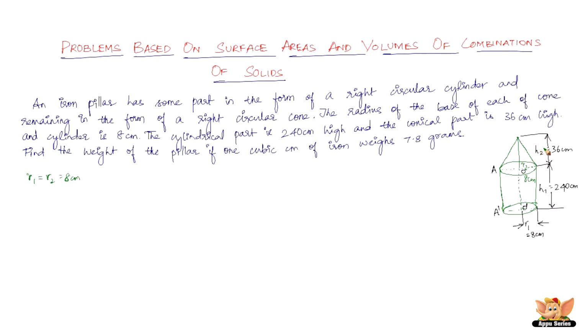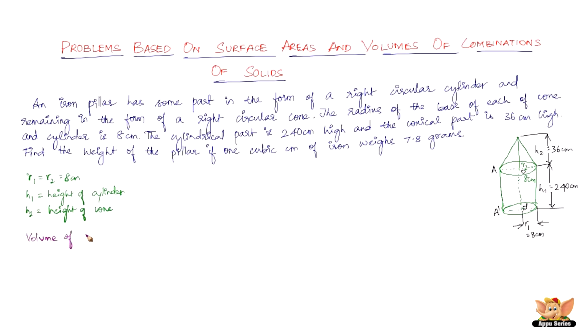So now, to find the total volume, we first find the volume of the cylinder and then find the volume of the cone and then add both the volumes. That's all we have to do. So let's start off with the volume of the cylinder. Before that, let us also quickly mention that H1 is the height of the cylinder, and H2 is the height of the cone. So now let us find the volume of the cylinder first.